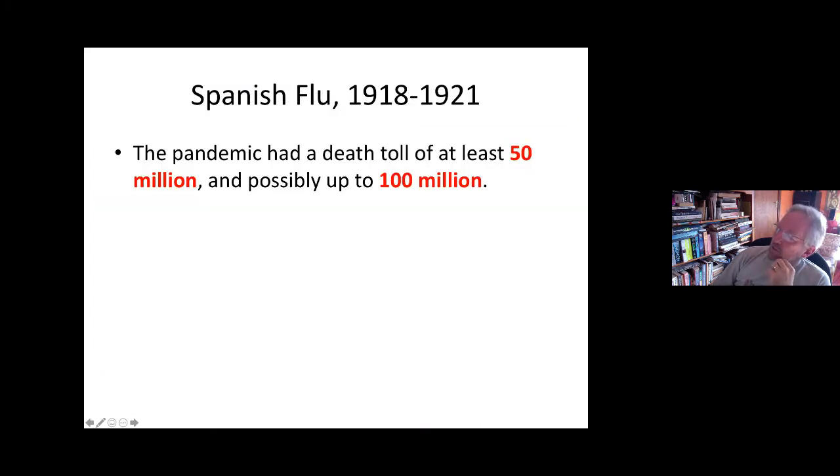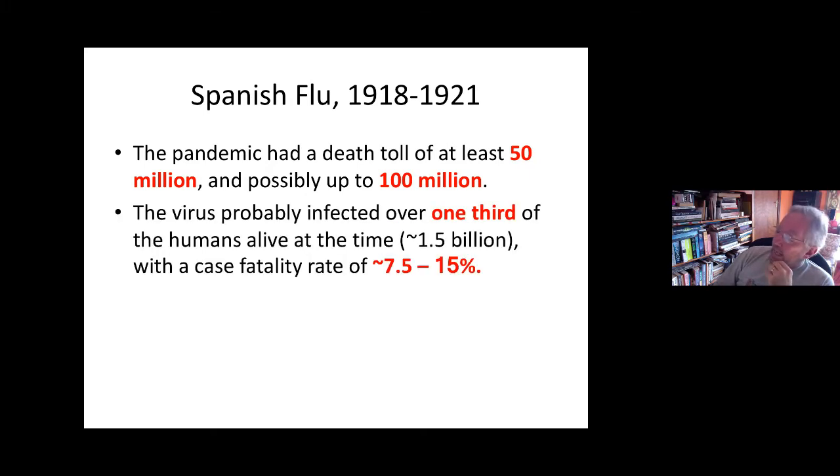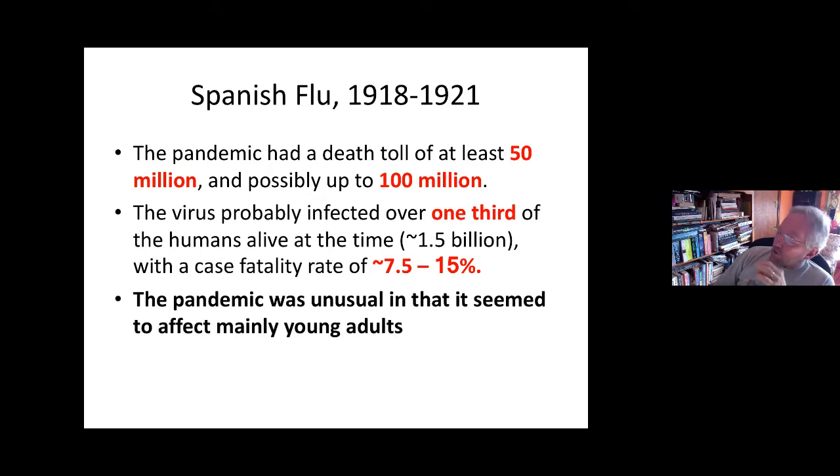So to get to how bad it could get and why it got like that, it had a death toll of at least 50 million and possibly up to 100 million. And Howard, I think it was your symposium at UCT which came up with that hugely increased figure over the 20 million that had been quoted up till then. So it probably infected over a third of humans alive at the time, which is about 1.5 billion. So the case fatality rate was somewhere between 7.5 and 15%. So it's a lot higher than the 3% that is also generally quoted. And it was unusual because it seemed to affect mainly young adults.